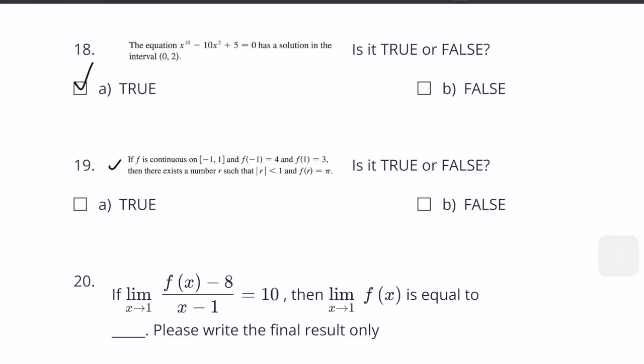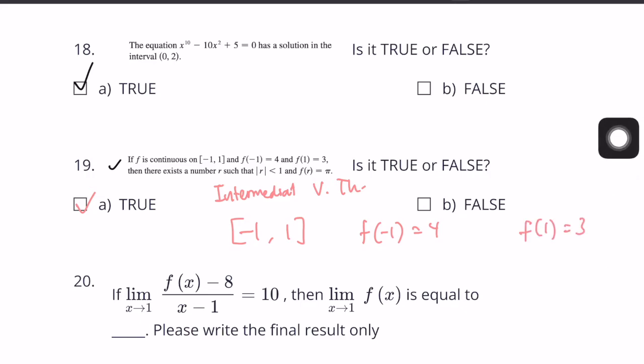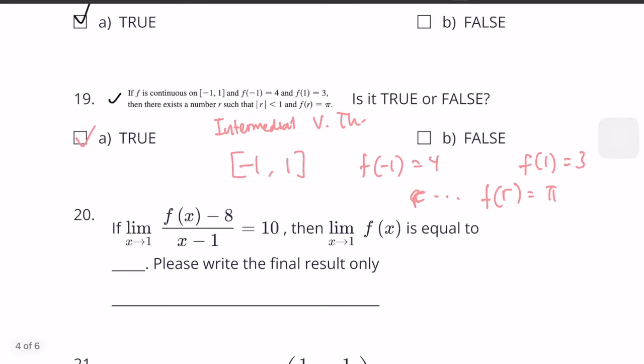And this, if you think of the intermediate value theorem, should be true. So you have -1 until 1, and then you have f(-1) is 4, f(1) is 3. There should be a number c that when you plug in c or r here, this should be pi, which is in between 3 and 4, and that's correct.